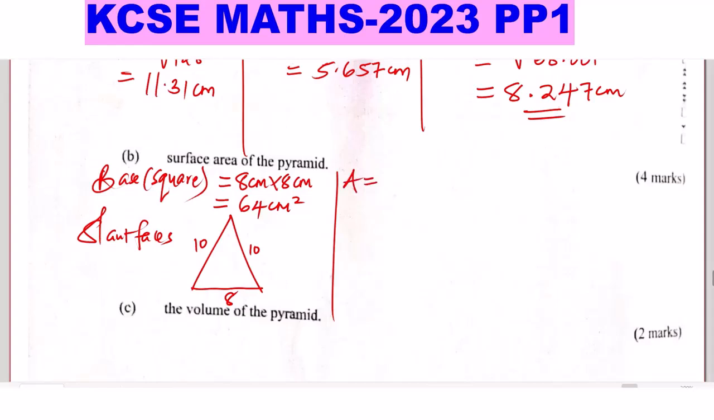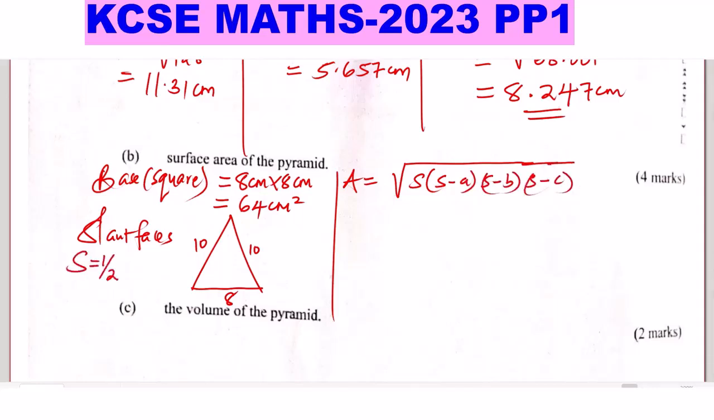Heron's formula goes like this: the square root of S times S minus A, S minus B, S minus C, where S is half the sum of all the sides. That is 10 plus 10 plus 8, which is 28, half of which is 14. So S is 14. We can take 10 as A, 10 as B, and 8 as C.